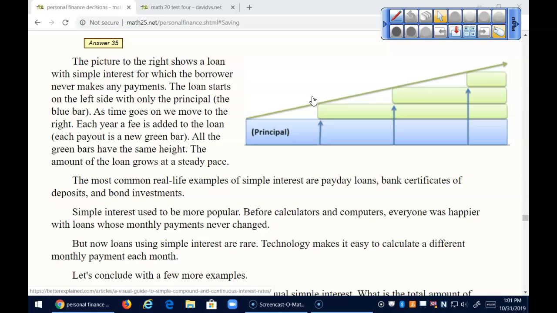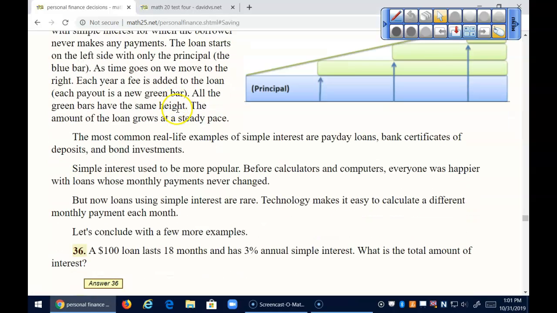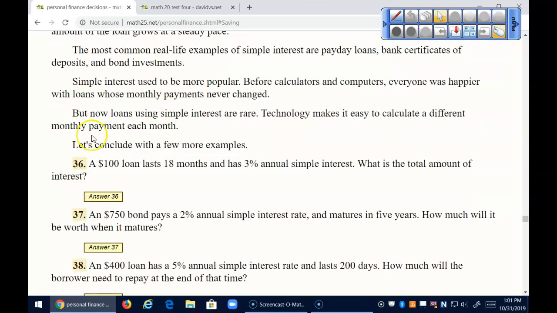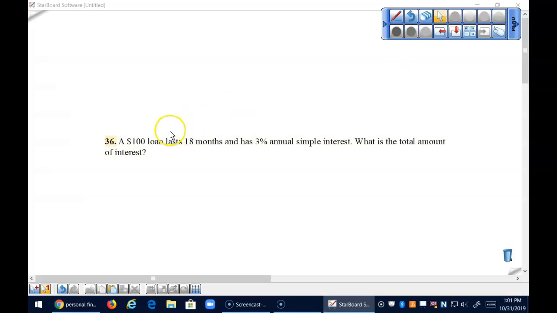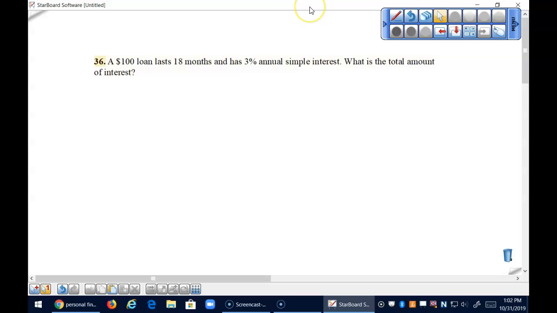So this picture shows what's happening. There's a principal, and then every year we're sticking on the same amount of interest. So the amount of interest is growing at a very steady linear rate. Okay, let's do one more. And I'll save the others for Tuesday, because you know enough to start on this now, and I want to do compound interest also before we're out of time.